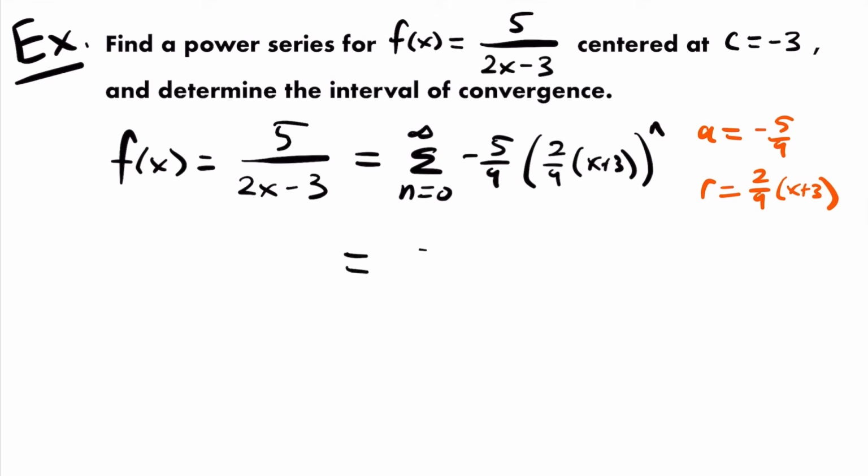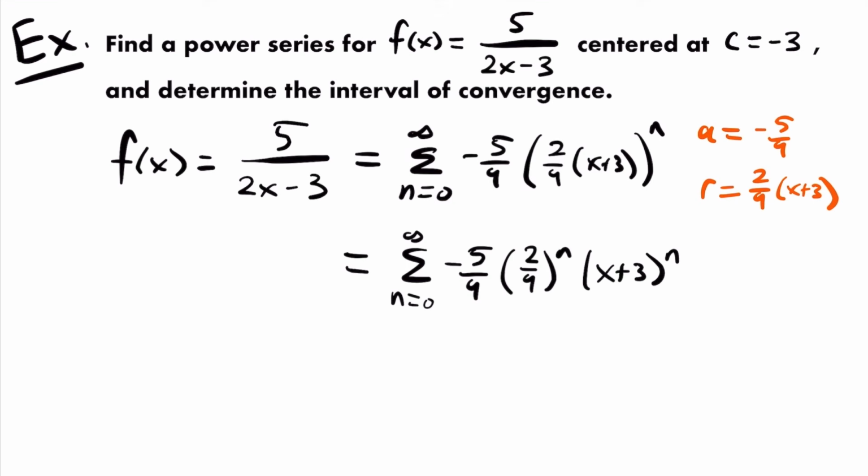So this is equal to the sum from n equals 0 to infinity of negative 5/9 times 2/9 to the power of n times x plus 3 to the power of n. But we can rewrite 2/9 to the power of n by taking each part to that power. So we'd have 2 to the power of n divided by 9 to the power of n, which will allow us to simplify further, right? And now we have 9 times 9 to the power of n in the denominator, so we can add their exponents and have 9 to the power of n plus 1.